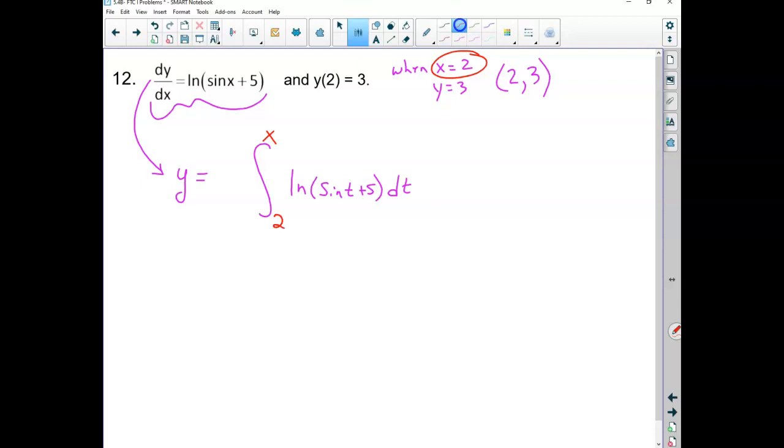Why? Because now it's saying when I plug 2 into this function up here, I need y to equal 3. And what is the integral from 2 to 2? What is the value of that? The value of that is 0, isn't it? I need it to be 3. I need the value of y to be 3 when I plug a 2 in there. How am I going to do that?